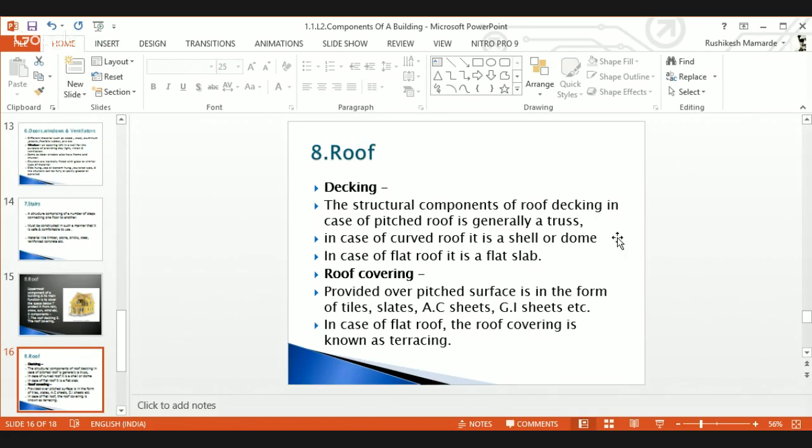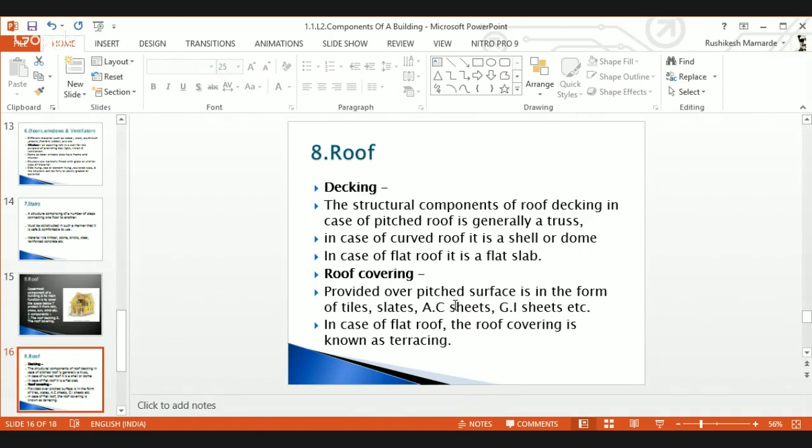In case of curved roof, it is shell or dome. You must be aware of domes, right? These are like these domes. You see a Taj Mahal, it is a dome structure. Then in case of flat roof, it is a flat slab. In our houses, there is a flat slab. So that is nothing but again a decking.